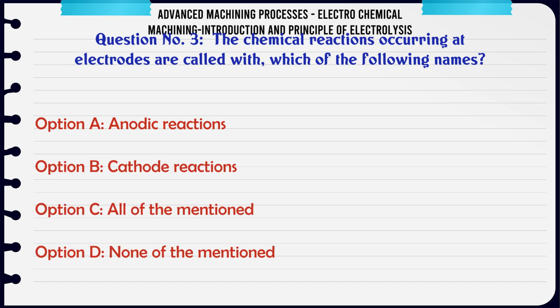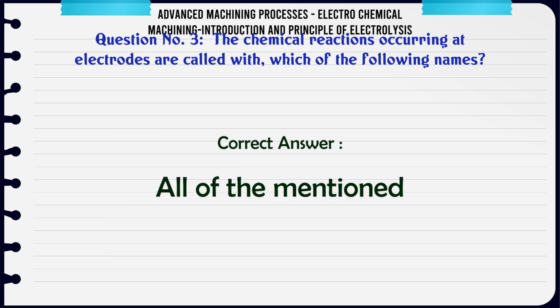The chemical reactions occurring at electrodes are called with which of the following names? A. Anodic reactions, B. Cathode reactions, C. All of the mentioned, D. None of the mentioned. The correct answer is all of the mentioned.